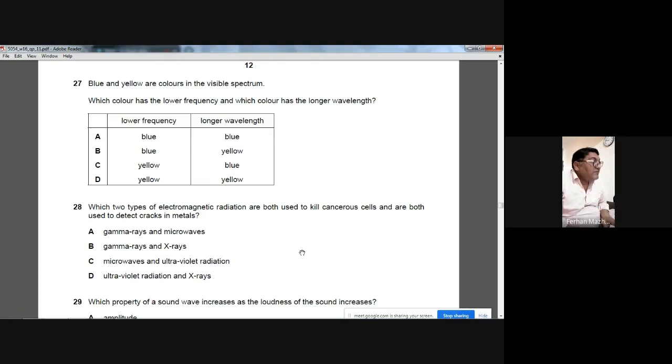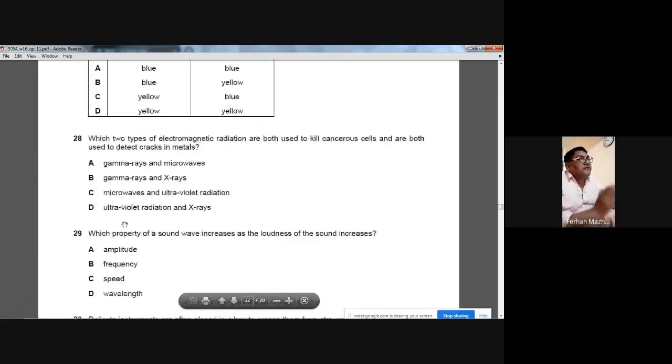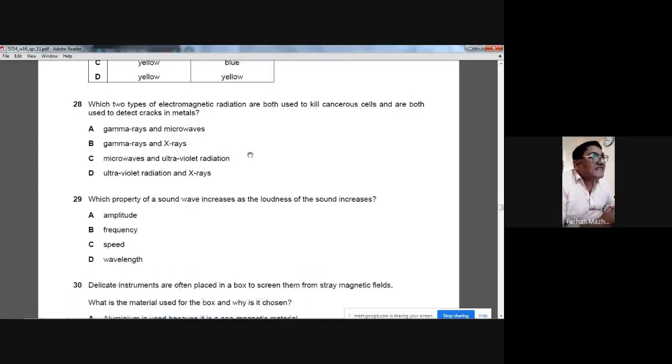27. The choice will be D. Which 2 types of electromagnetic radiations are both used to kill cancerous cells and are both used to detect cracks in the metals? And these were very famous rays. We call them gamma rays and X-rays. B should be the choice. 28, B is the choice.